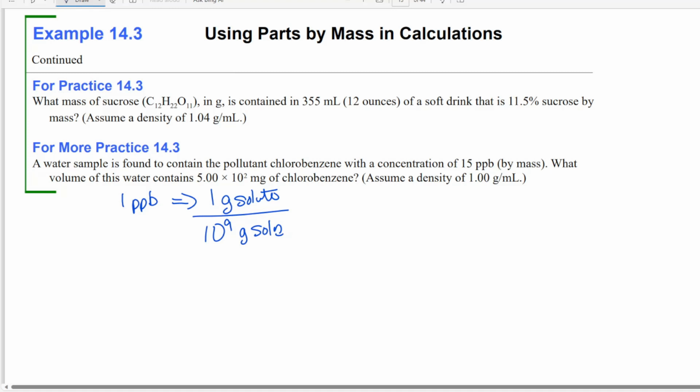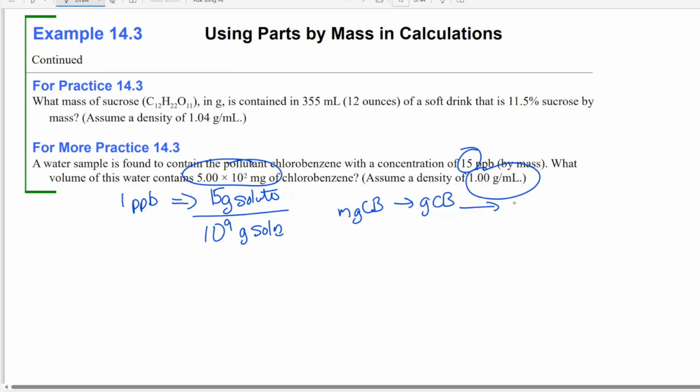Now that's if you had 1 part per billion, but we have 15 parts per billion, so we're going to say 15 grams of solute for every 10 to the 9th grams of solution. We also know the density is 1 gram per milliliter. So the way we'll work this problem is we'll convert milligrams of chlorobenzene, which is what we're starting with, to grams of chlorobenzene through 1,000 milligrams is 1 gram.